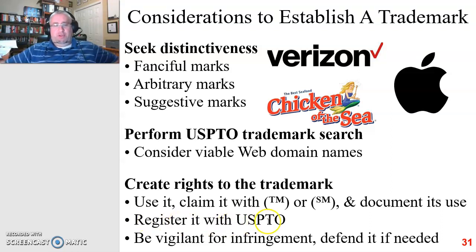So register with USPTO, and then of course you have to defend your trademark if some company comes along and tries to infringe on it, right? So some company that is a competitor in your particular market sector might come along, whether intentional or not, and start to use your brand or something very close to your brand to market and sell their own products. And so you need to be vigilant for that type of infringement, and you need to defend against it. You need to defend your own brand if needed, if somebody begins to infringe on a trademark that you hold.